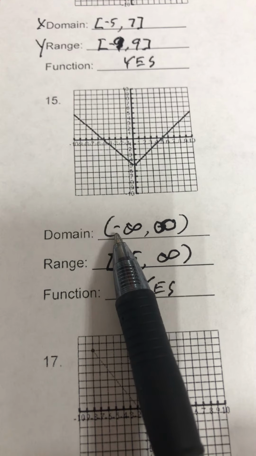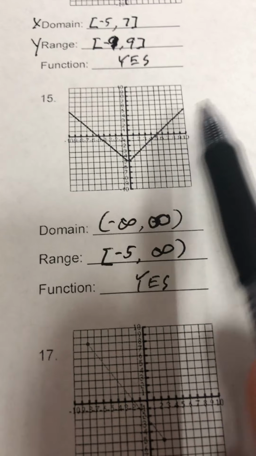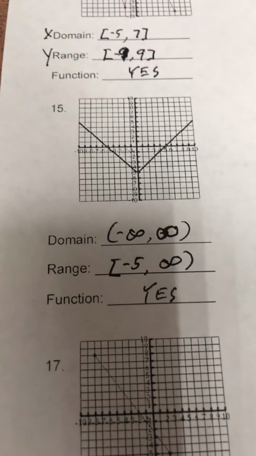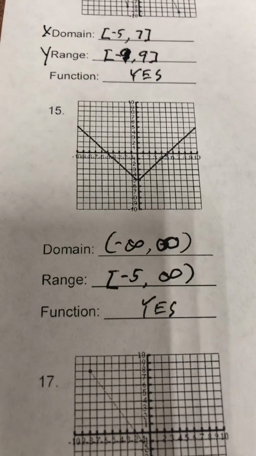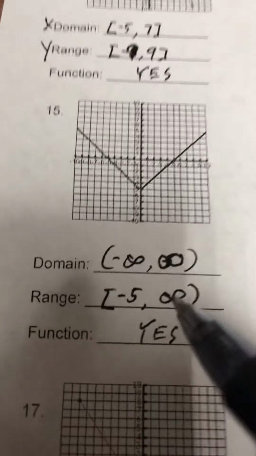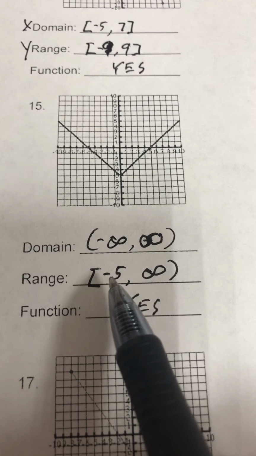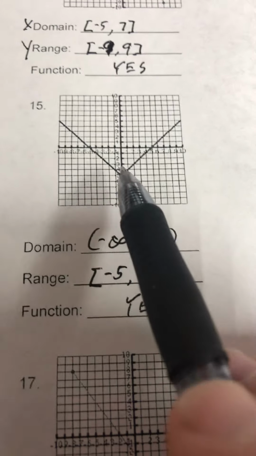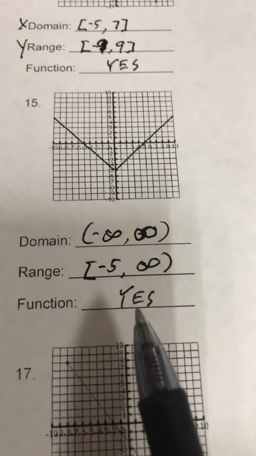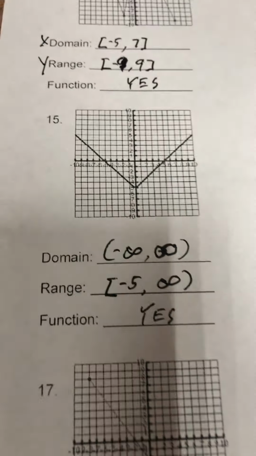15, notice it keeps going this way, it keeps going that way. It would go on forever and ever, even though they didn't put arrows, I'm assuming, since they're not points. So it's -infinity to +infinity. The range starts at -5, and then it goes up to infinity. And yes, it's a function. It would pass the vertical line test.